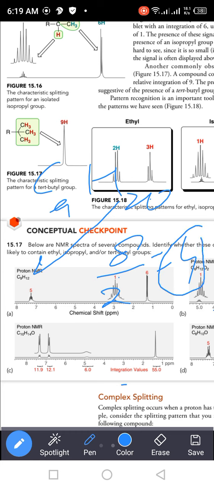Index of hydrogen deficiency 4 indicates there must be 4 pi bonds, or there must be one ring and 3 pi bonds, and another condition is maybe 4 rings, maybe 2 rings and 2 pi bonds, maybe 3 rings and 1 pi bond. There are several possibilities for these 4 degrees of unsaturation. So one ring is equivalent to 1 pi bond.